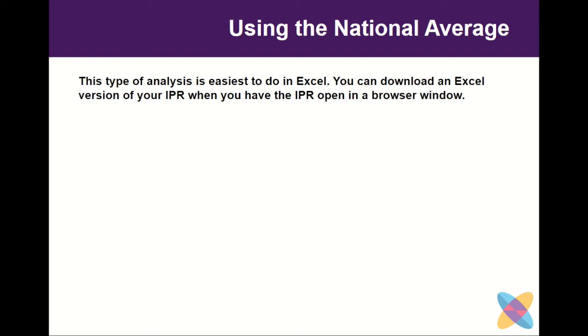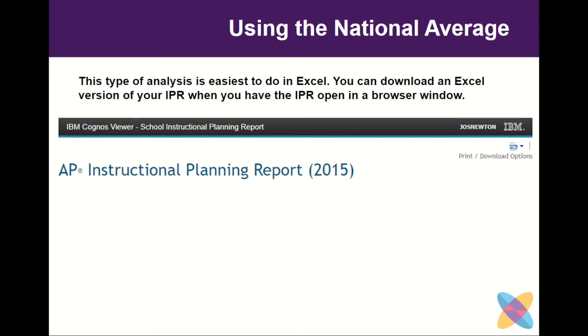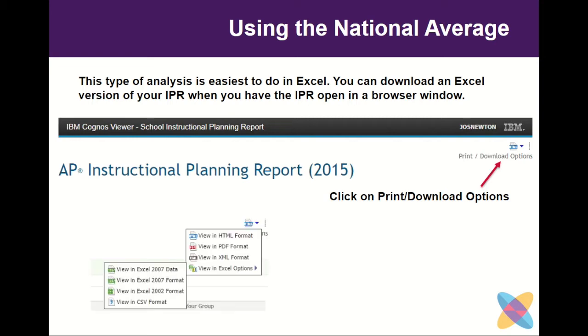The easiest way to analyze your student data is by downloading your IPR in an Excel format. To do this, please log on to the AP College Board website and open up your IPR. Once you have done this, up in the top right corner, there should be an icon that says Print Download Options. If you click on the arrow next to the HTML logo, you will get a window that allows you to select View in Excel 2007 format. When you click this button, your computer will download an Excel file that has your IPR in it. Please open your IPR in Excel.